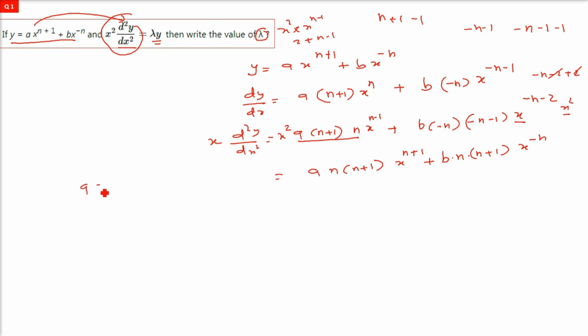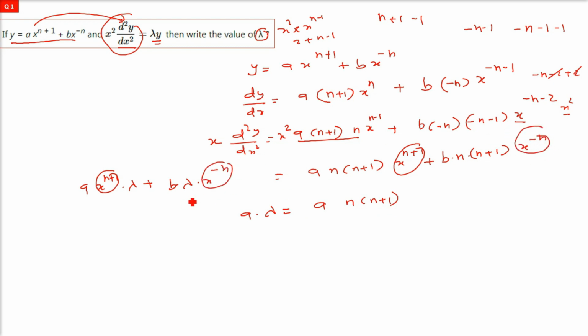So a x to the power n plus 1 multiplied by lambda, plus here also multiplied by lambda, so lambda into b into x to the power minus n. Now this x to the power n plus 1 on both sides, you can equate, they are similar terms. So a lambda is equal to a n into n plus 1. This is the first equation. Now x to the power minus n is also there on both sides, you can equate this. B lambda equals b into n into n plus 1.